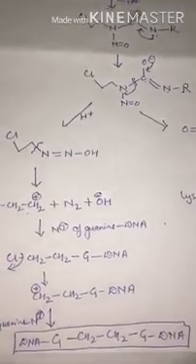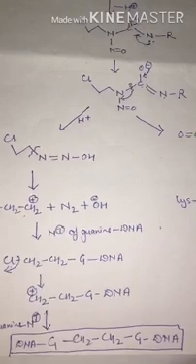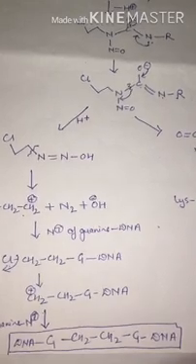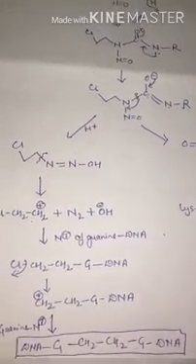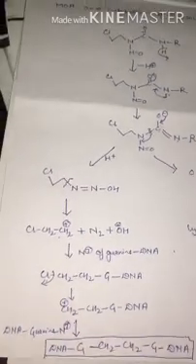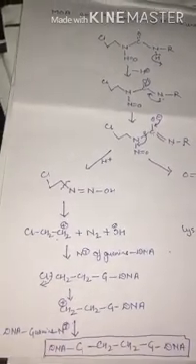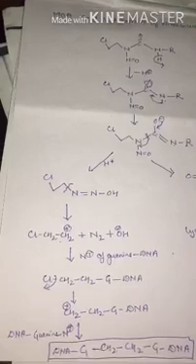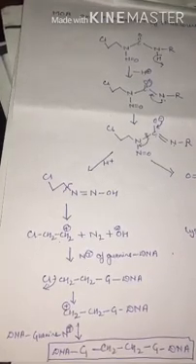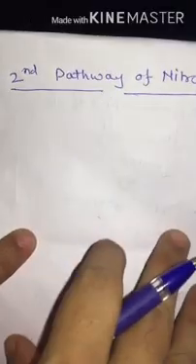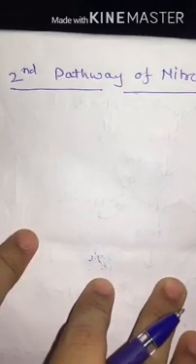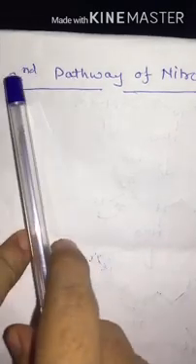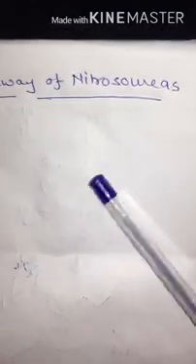This way the DNA is alkylated with the help of nitrosoureas. Soon we will see the next pathway, the other pathway. Now we will see the second pathway of nitrosoureas. So for that we need a structure of nitrosourea.